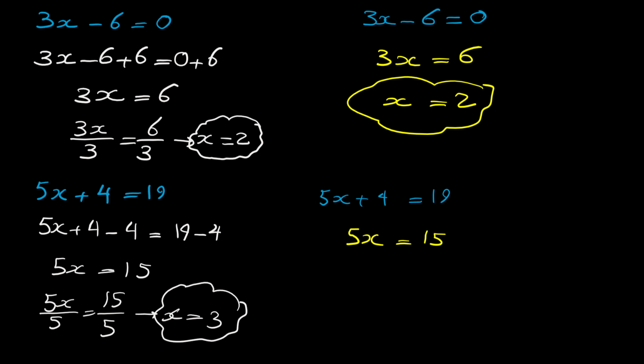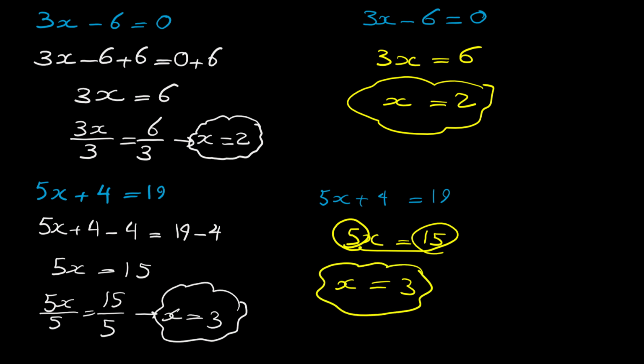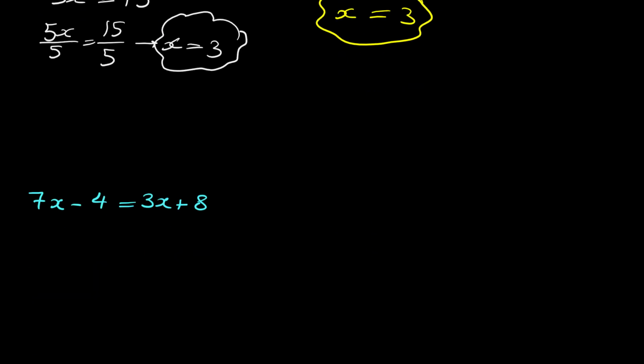Now we have this simple equation. And from here, remember the technique? X is this over that. This divided by that. 15 divided by 5 is 3. And this is the answer of the equation. Let's move to the harder examples.